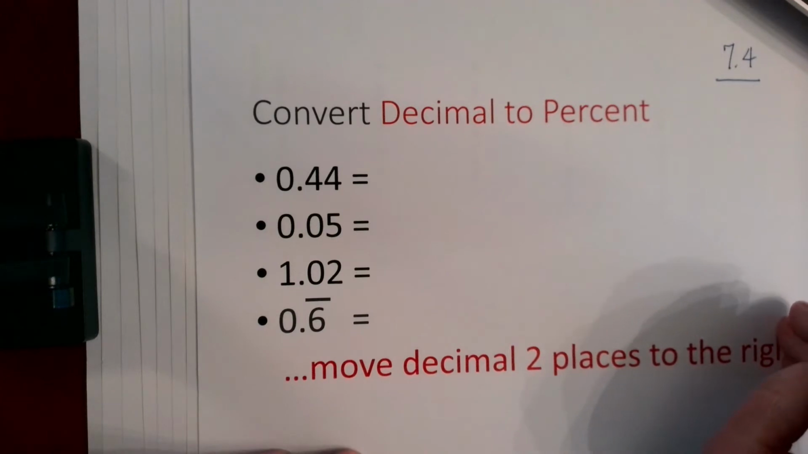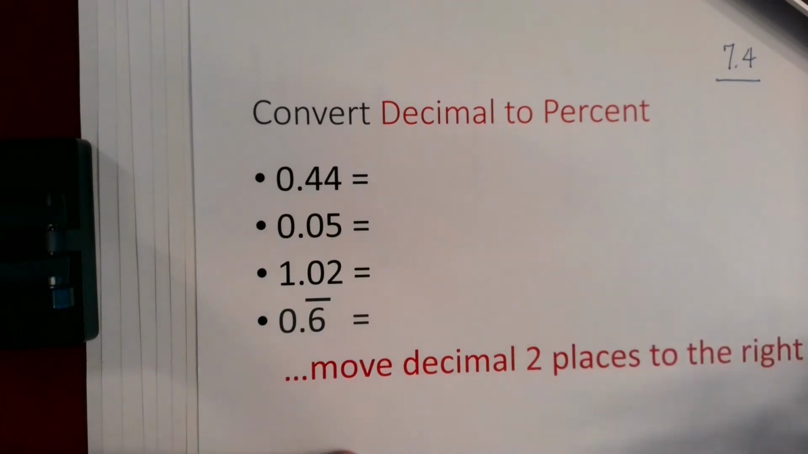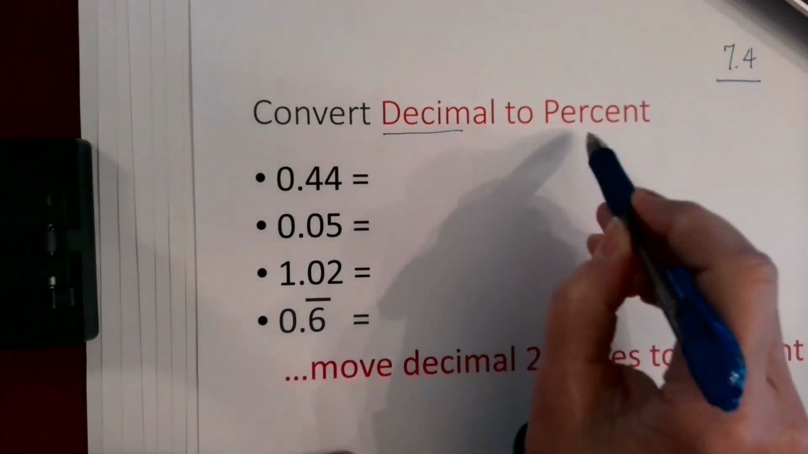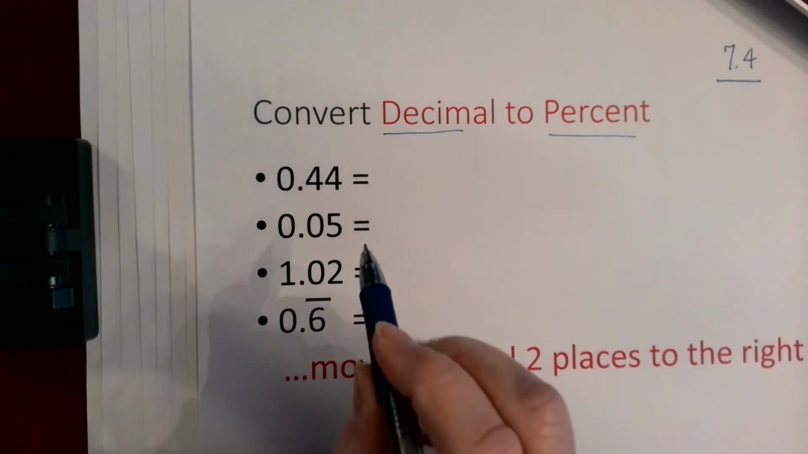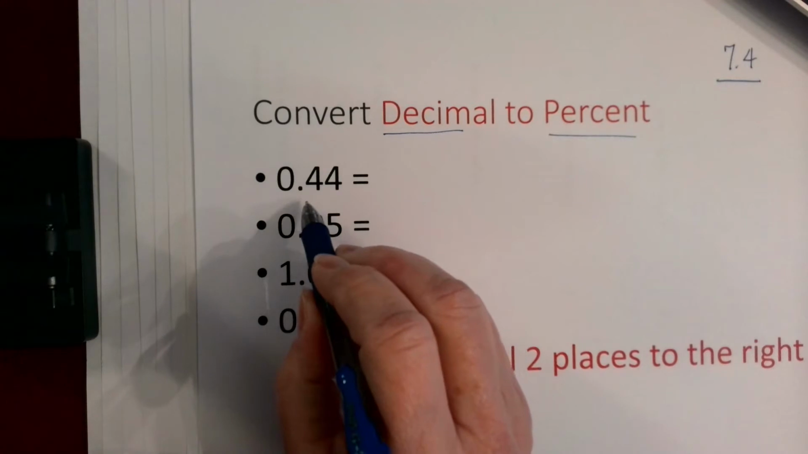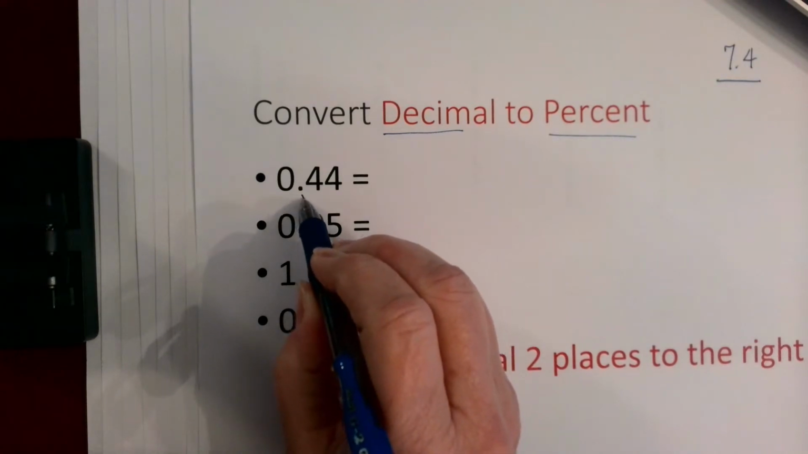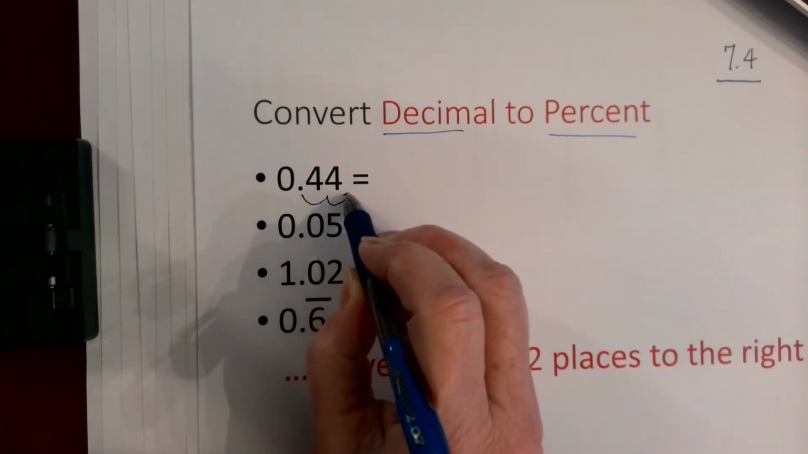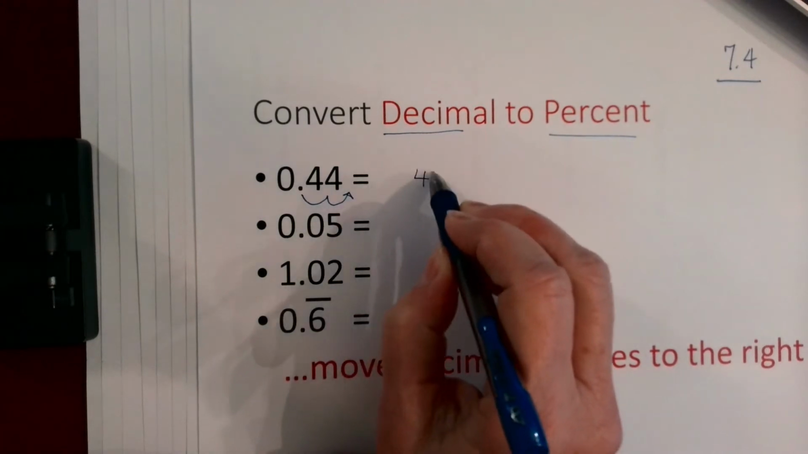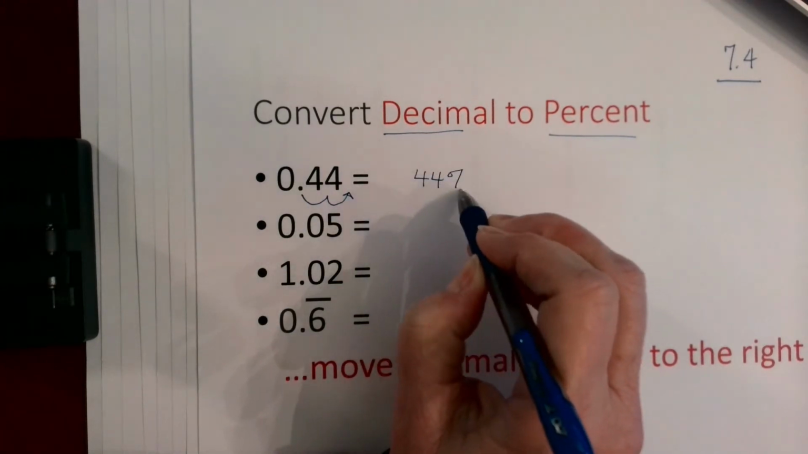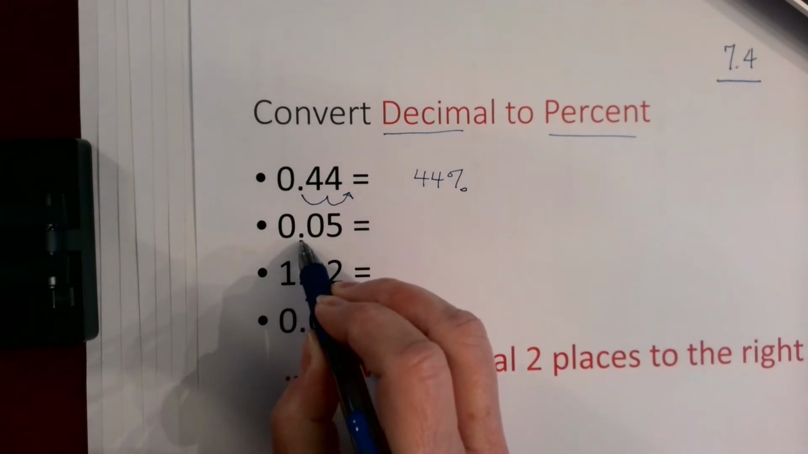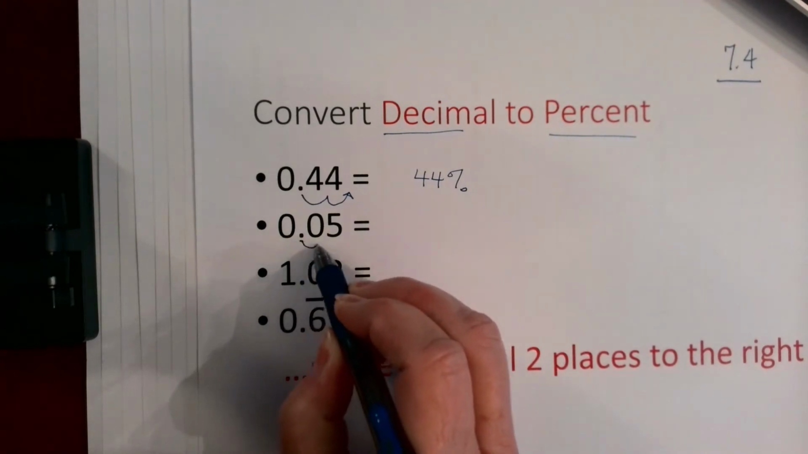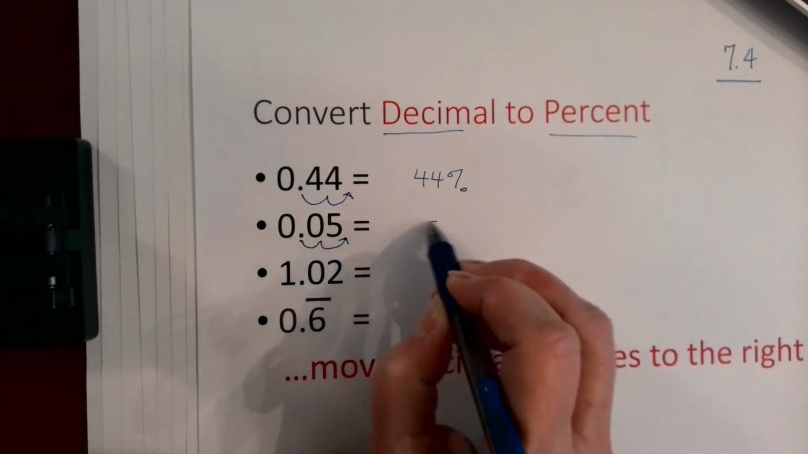So let's practice converting. First we'll convert decimals to percent. It's going to go fast, watch it. Decimal to percent. Here's a decimal. Move the decimal 2 places. Cha-ching! You're done. 44%. Let's do the next one. Here's the decimal. Move it 2 decimal places. Cha-ching! We're done. 5%.